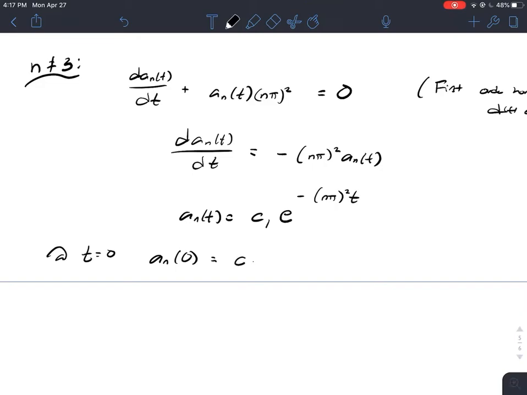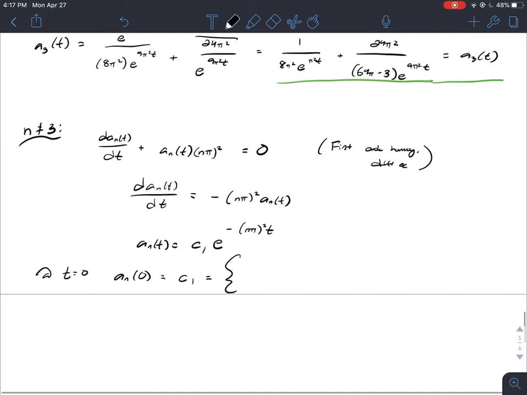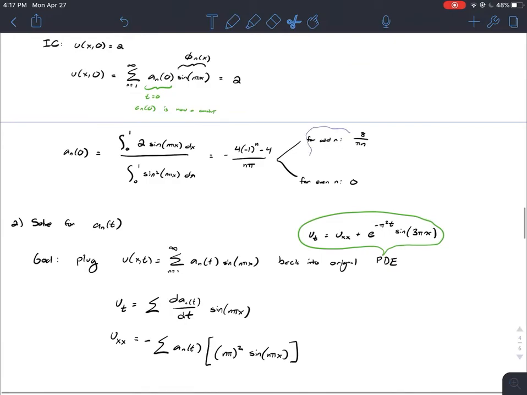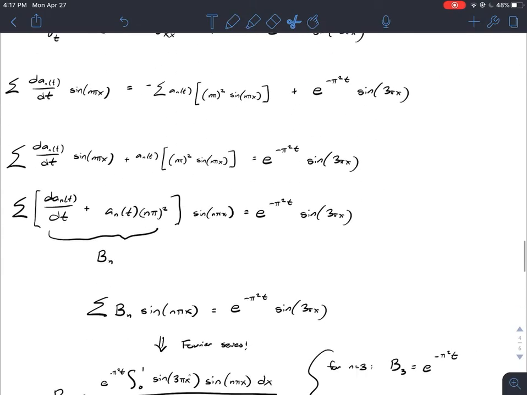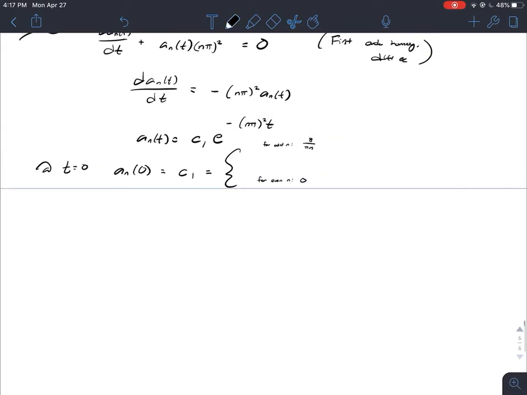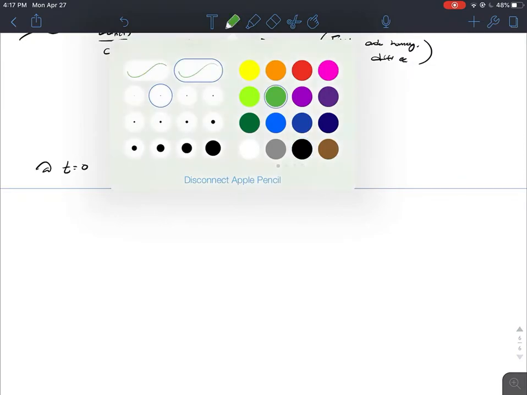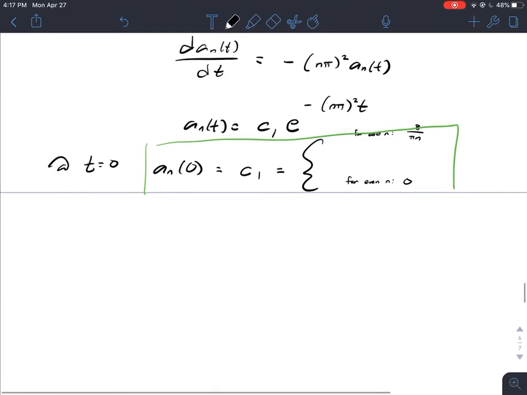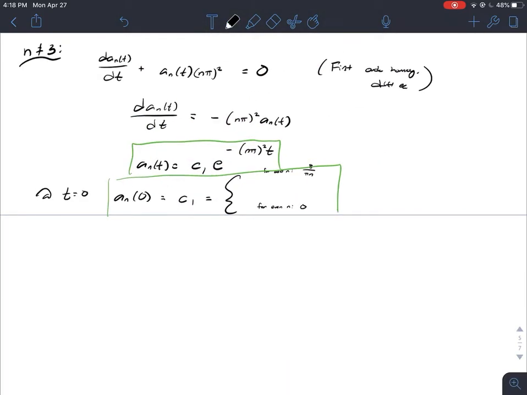So this tells us that c1 is equal to either, let's just quickly copy and paste the relation above. So c1 is either equal to 8 over pi n or 0 depending on whether or not n is odd or even. Let's box this as well because this is important. Right, so therefore we know the value for c1, we know our arbitrary coefficient here. So these two values will combine together now.